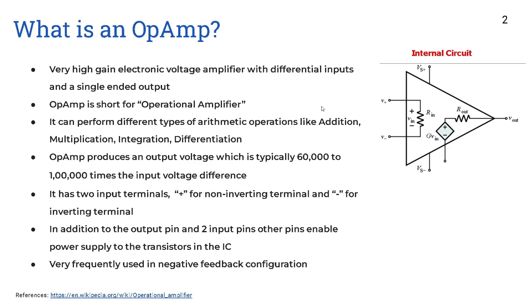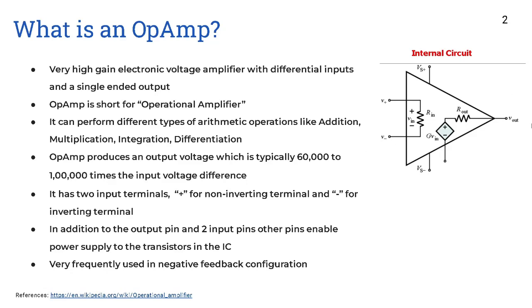The op-amp output voltage, V out, as you can see in the figure here, is some large gain, which is typically 60,000 to 1 lakh times the input voltage difference, which is V plus minus V minus. The op-amp output is basically the high gain times the difference between these input voltages. And it has two input terminals, the plus terminal and the minus terminal. The plus terminal is called the non-inverting terminal, and the negative terminal is called the inverting terminal.